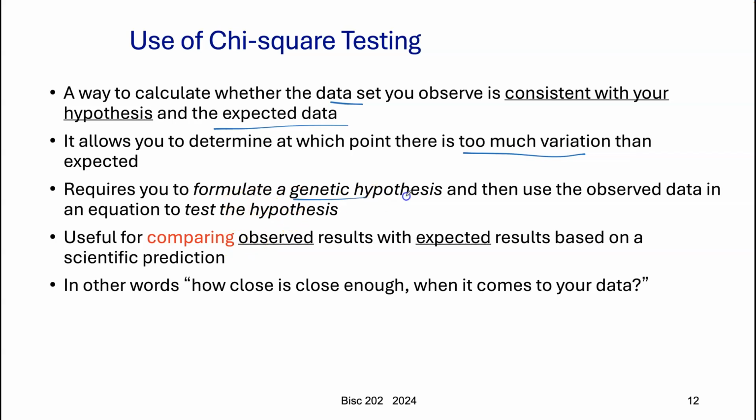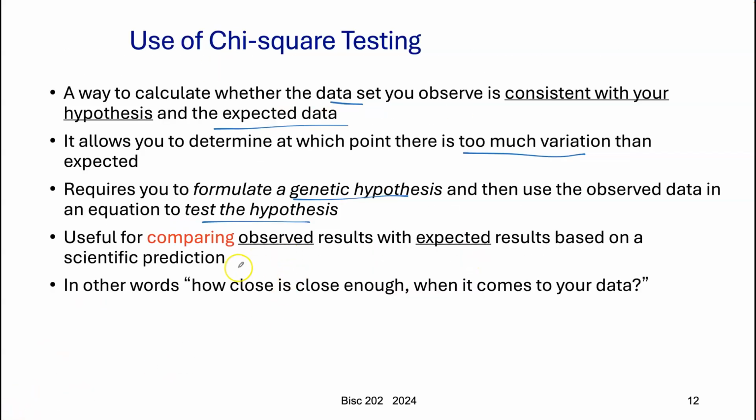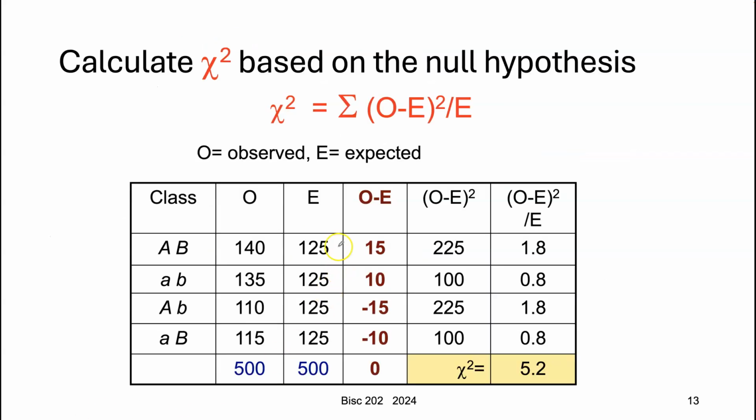So you want a genetic hypothesis, and then you want to test it, and I'll give you an example in a second. And then you're comparing observed results with what you would expect based on a prediction. So how close is close enough is really what we're asking. Okay, so I want to go through each of these tables.